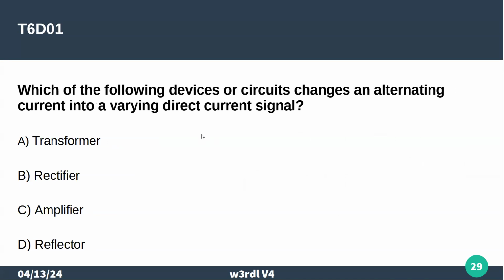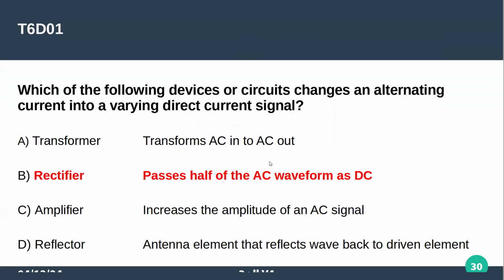Which of the following devices or circuits changes an alternating current into a varying direct current signal? I would go with Bravo. Are you asking? Bravo, I'd say yes. So it's going to pass half of the AC waveform.